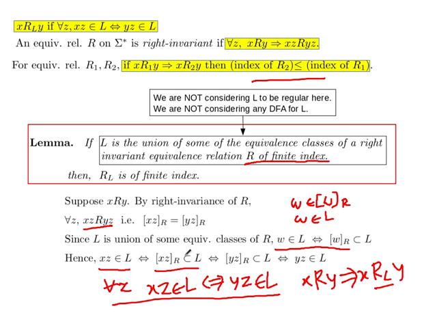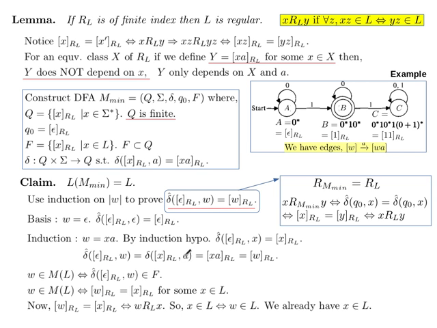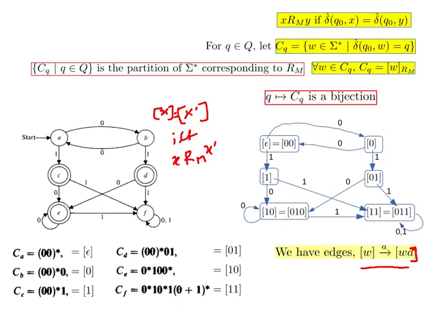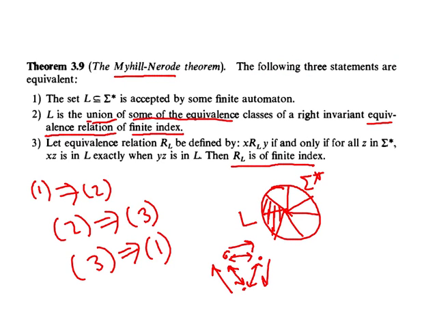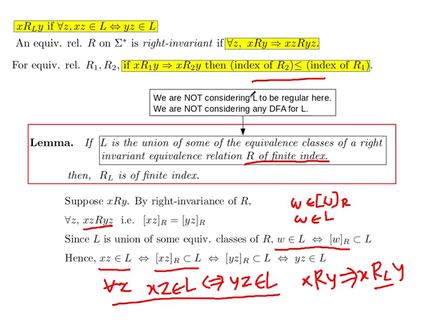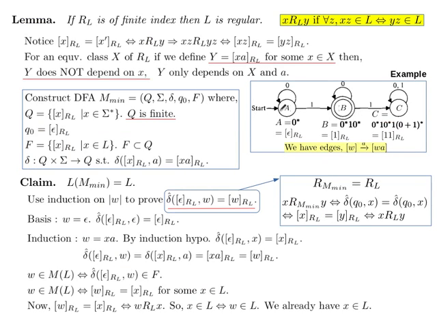So the next thing is to prove this 3 to 1. Again, that is pretty straightforward by what we have done so far. It may look slightly complicated, but anyway, this is the statement: if RL is of finite index, then L is regular. That is what the third part is, that if RL is of finite index, then L is regular.